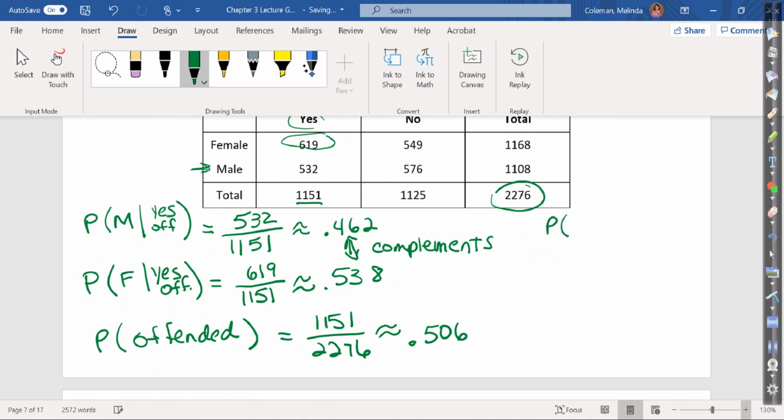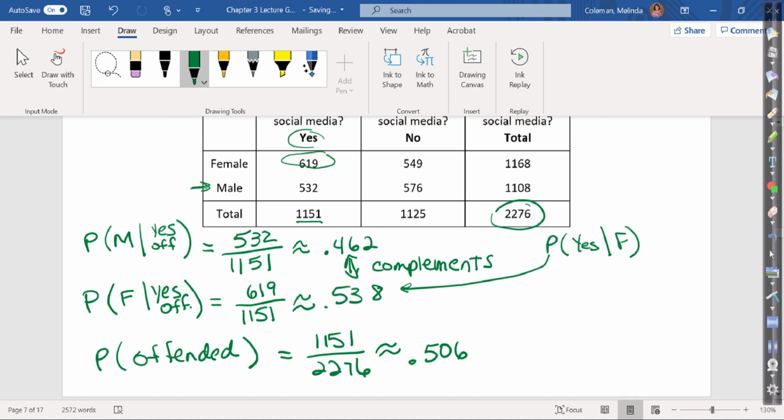What's the probability that they said that they were offended? So yes, offended, given that it was a female. So it's worded a little bit different than this one. This one is the probability that they're female, given that they were offended. This one says, what's the probability that they were offended, given that they're female?